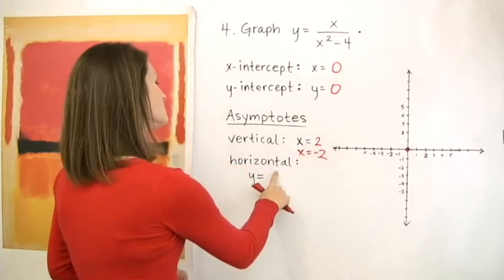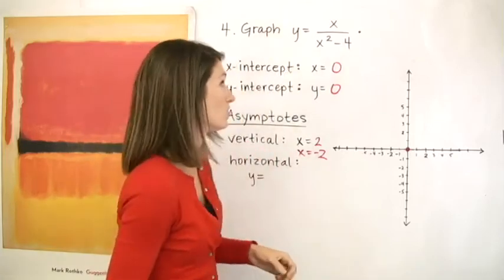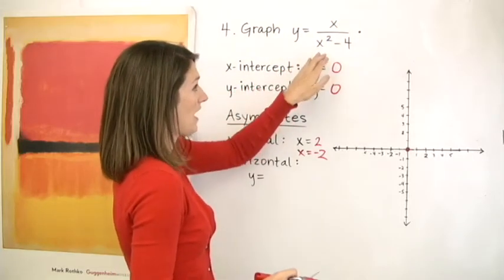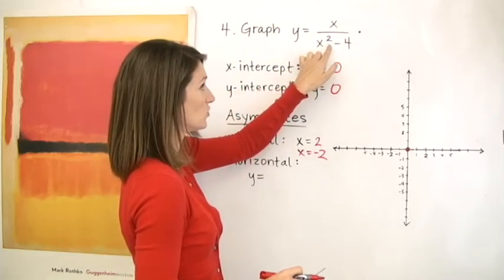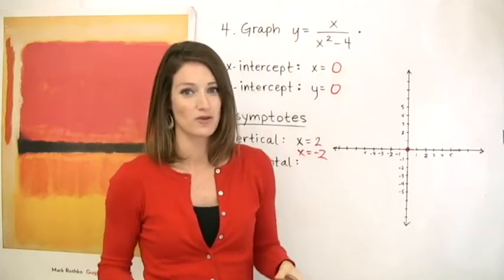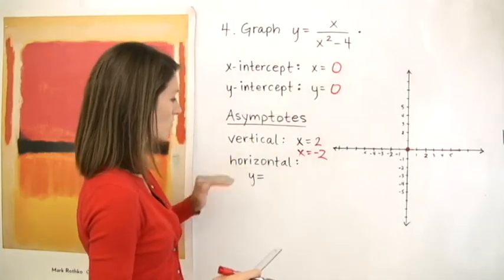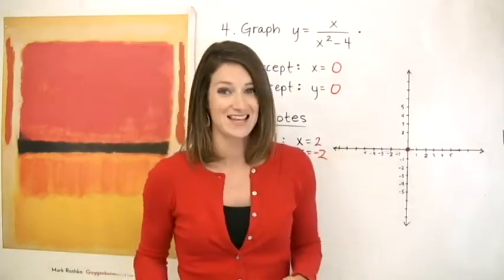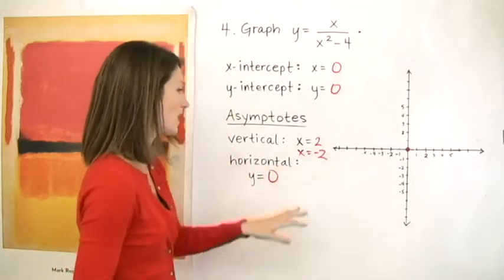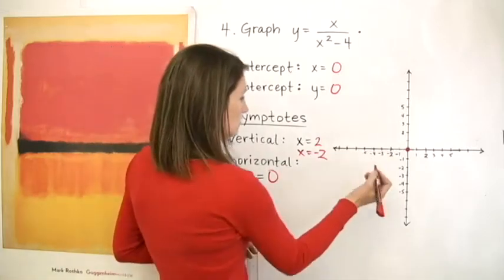Now our horizontal asymptote, this is where we need to pay attention to the degrees of our polynomials. So if we look at our top polynomial, the degree here is 1, and the degree of the bottom polynomial is 2. Now when the degree in the top is less than the degree of the polynomial in the bottom of your fraction here, then we need to determine that the horizontal asymptote is going to be the x-axis. So that occurs where y equals 0.